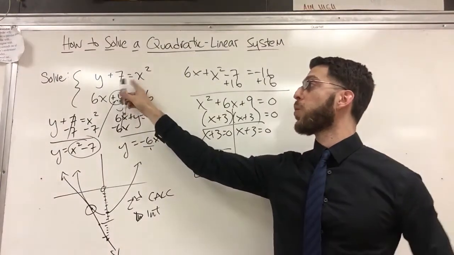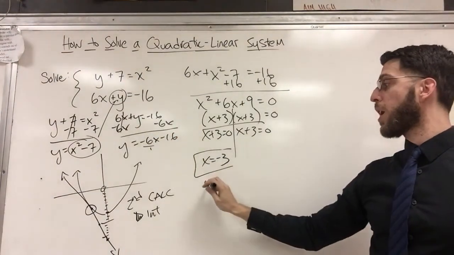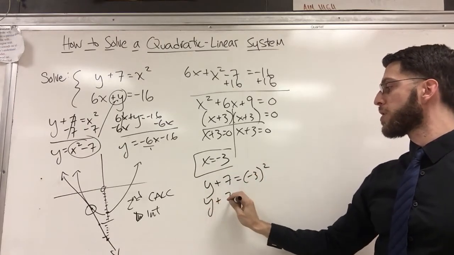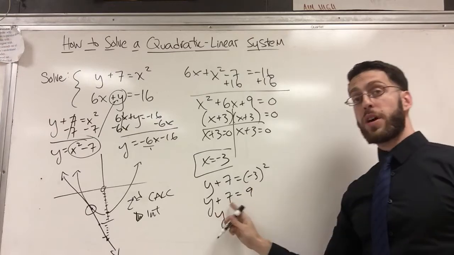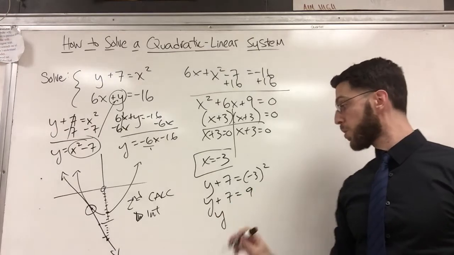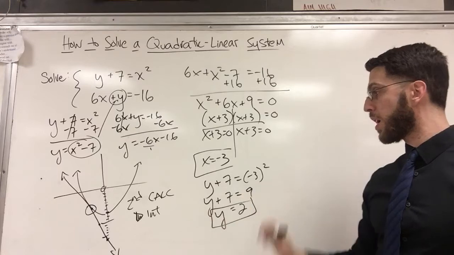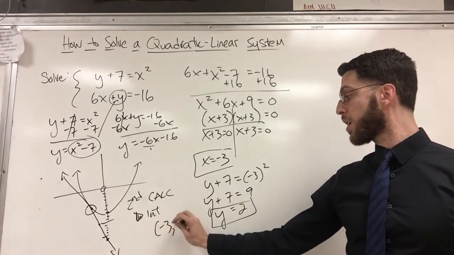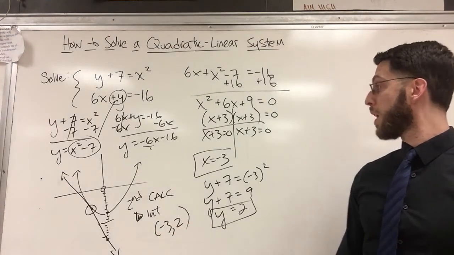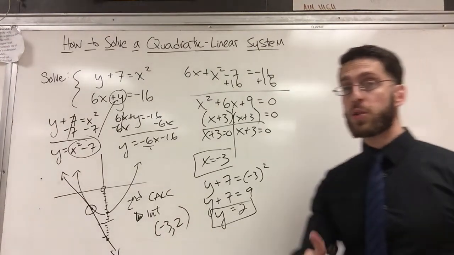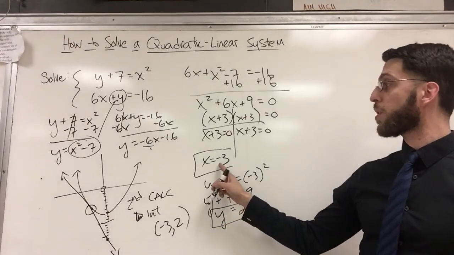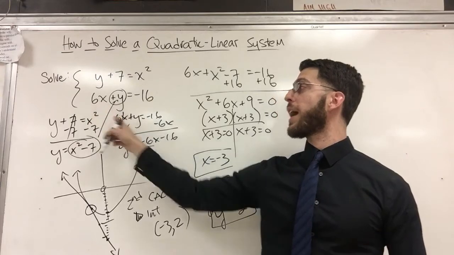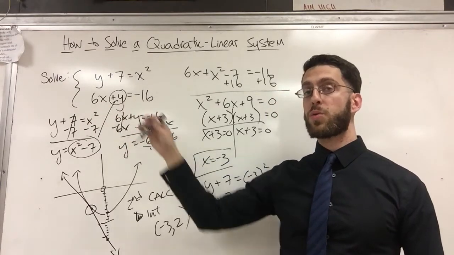So I'm actually going to go here. y plus 7 equals x squared. So y plus 7 equals negative 3 squared. So y plus 7 equals 9. So if I subtract 7 on both sides, y equals 2. And my point of intersection is -3, positive 2. And I just want to make sure that's correct, so I'm going to take this -3 and plug it in here. So that's -18. I add 18 to both sides, and again, y equals 2, so I'm good.